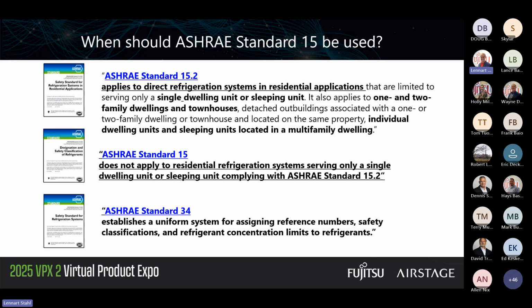So Standard 15.2 says it applies to direct refrigeration systems in residential applications. You can also see it talks about 1 and 2 family dwellings and townhouses, individual sleeping units in multifamily dwellings. You can kind of see they're talking about hotels there, condos. Standard 15 is very clear. It applies to everything that doesn't apply to 15.2. Very easy definition. If it doesn't apply to 15.2, you have to use Standard 15. Standard 34 is basically all those refrigerant classifications. We can, in general, ignore Standard 34.